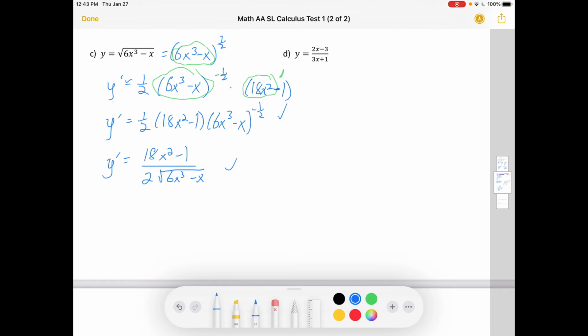This is good. Next one, we got a quotient rule. Yay! So the top is 2x minus 3. Its derivative is 2. The bottom is 3x plus 1. Its derivative is 3. Okay, and we have u prime v minus u v prime all over v squared. Let's do this in blue.